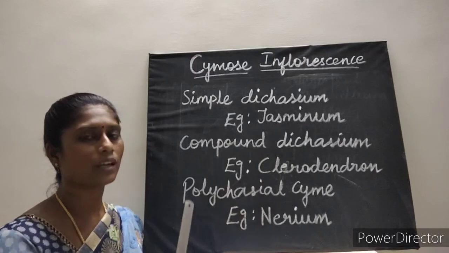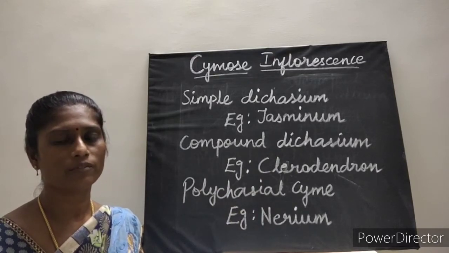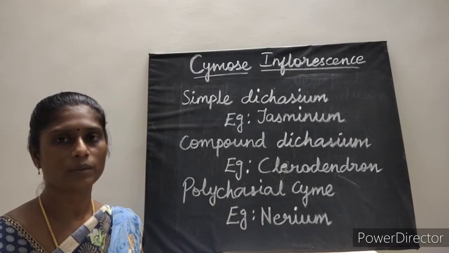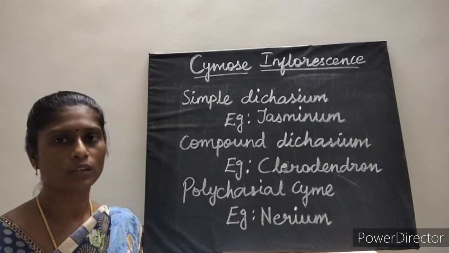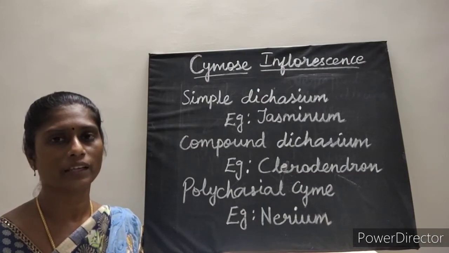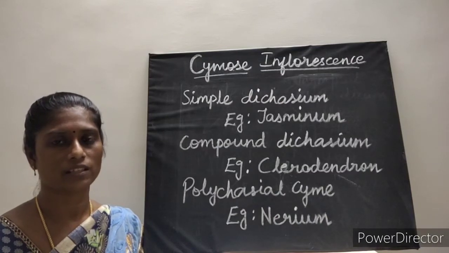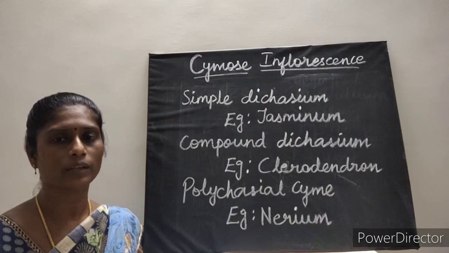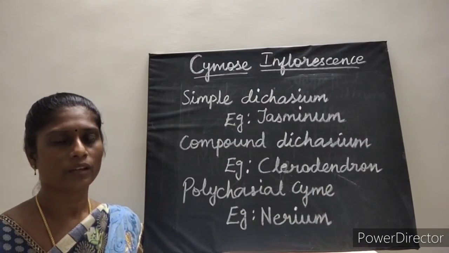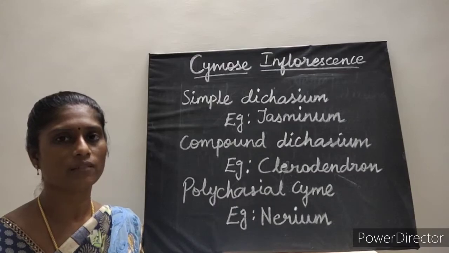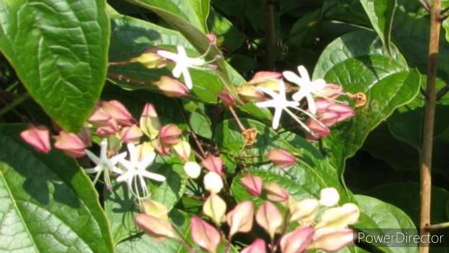Next one, compound dichasium. It has many flowers. The oldest terminal flower develops the lateral branches, that is, lateral simple dichasia on both sides. Only the oldest terminal flower produces the lateral simple dichasium on both sides. Totally there are 7 flowers in the compound dichasium. Example: clerodendron.